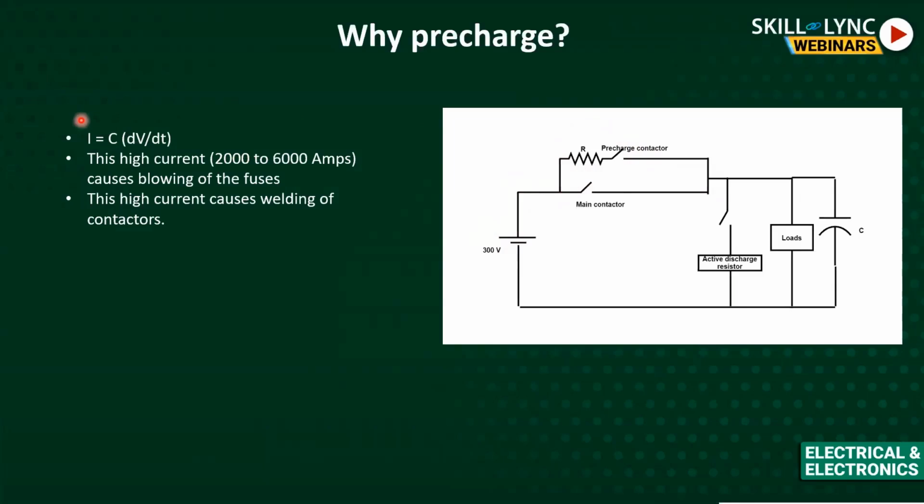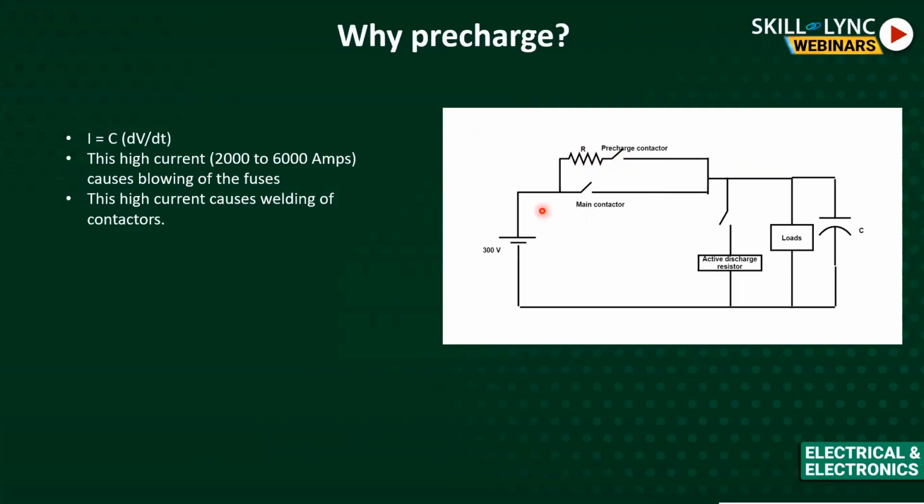This will be around, I mean, if the dv by dt, and if I take 1000 microfarads, it will be around 2000 amps to 6000 amps, which will weld this contactor. If there are any fuses in between, that will blow those fuses also. So we need a pre-charge, to reduce this current to the normal values.